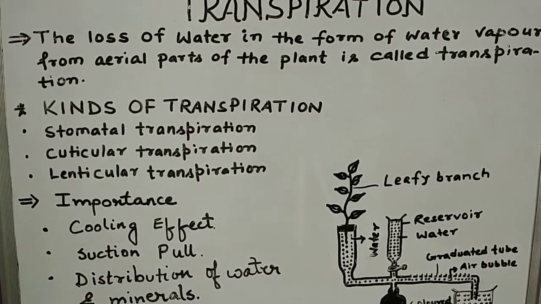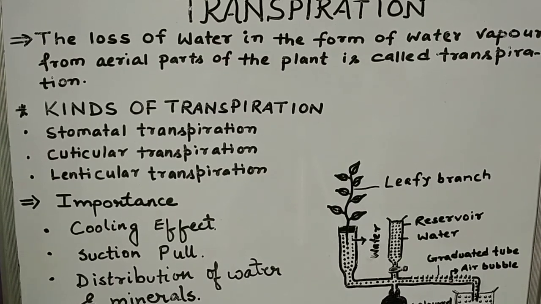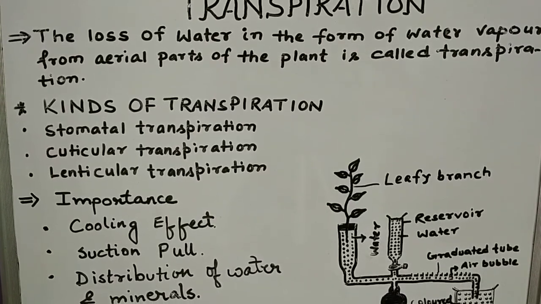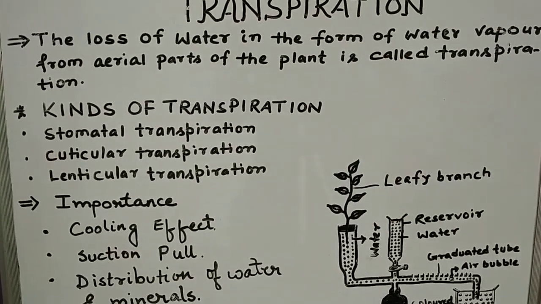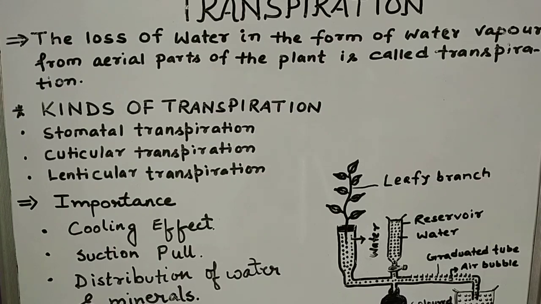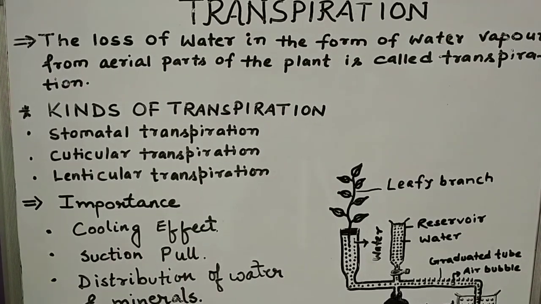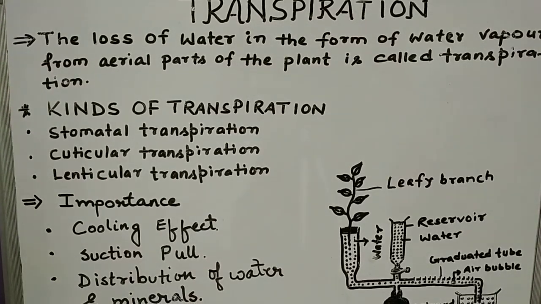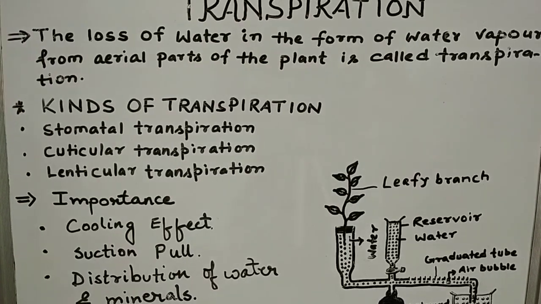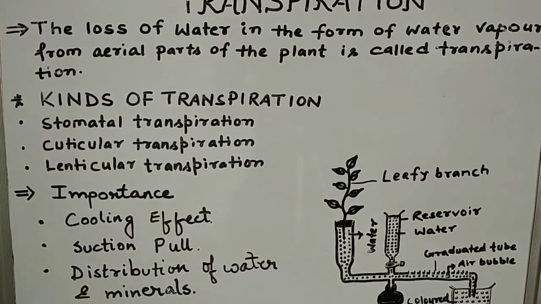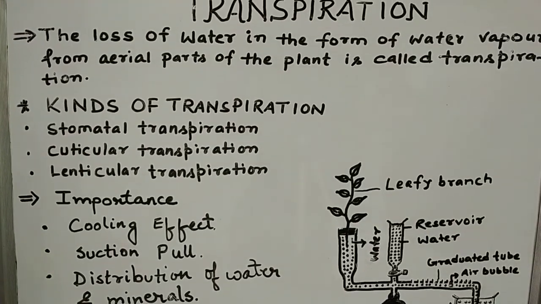Aerial parts means the parts which lie up in the air, and among them the most important part are the leaves. The leaves have small openings on their surface, and those openings are called stomata. This very important process for the development of the plant and for other processes takes place because of transpiration, and it also helps in keeping the plant turgid, upright, straight.